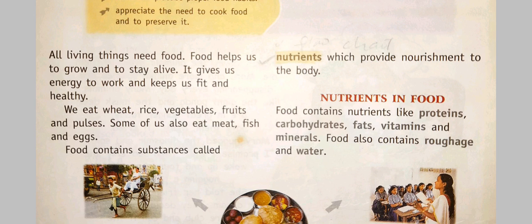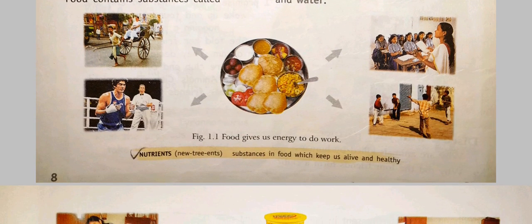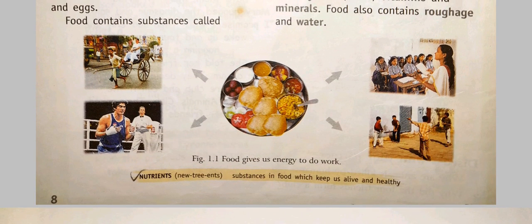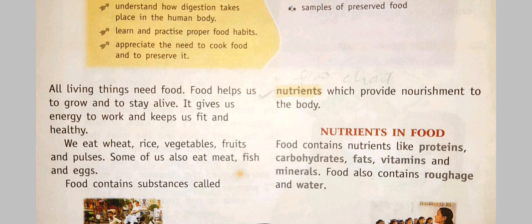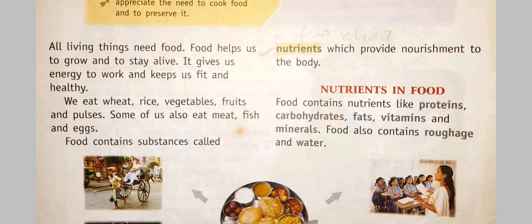So whatever food you eat, whether you eat pulses or wheat or rice or vegetables or any kind of fruits, they contain nutrients. Now the question will arise, what are nutrients? On that same page, in the last line, the definition is given. Substances present in food which keep us alive and healthy are called nutrients, or in other words, which provide nourishment to the body, they are known as nutrients.